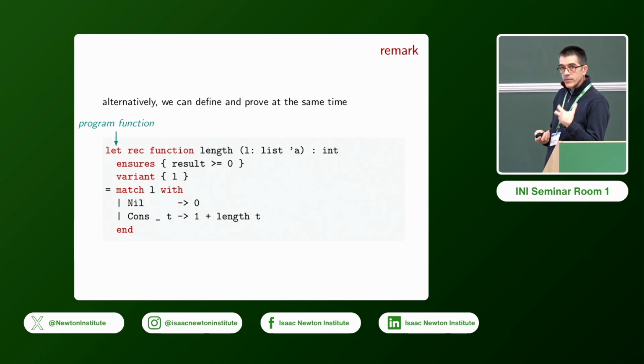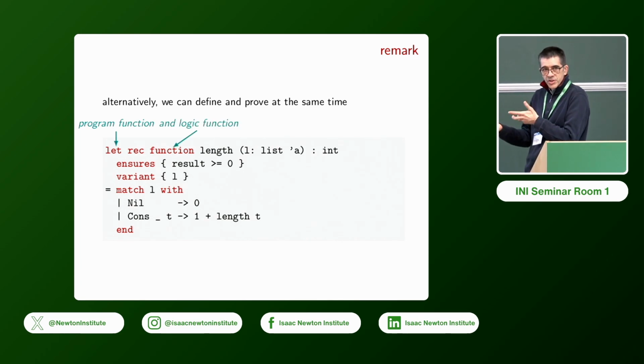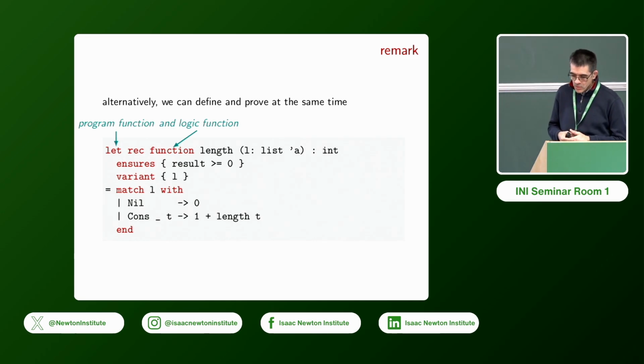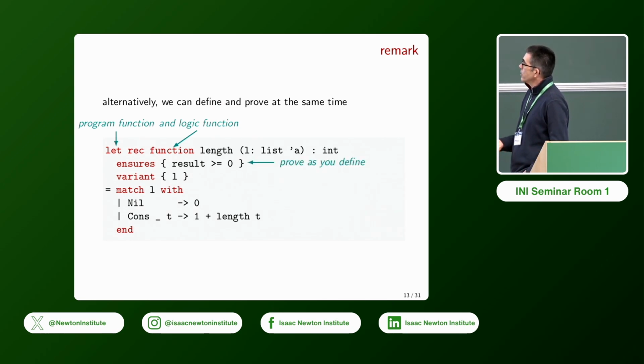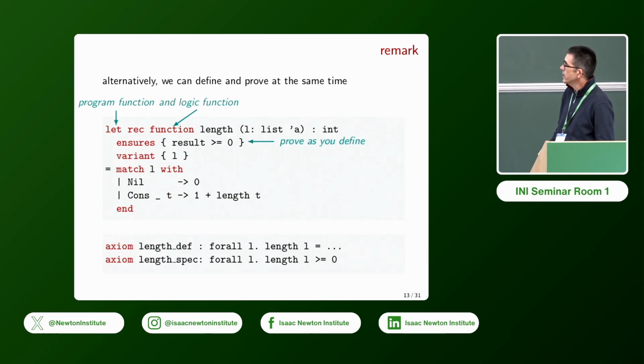So we can define the length function as a program function with let, but also as a logic function at the same time. So this function keyword is to tell Why3 that the function is also part of the logic. And then you can put a postcondition on that function, like you would do with any program function. And you have to prove termination, because that's a logic function, and a logic function should be terminating.